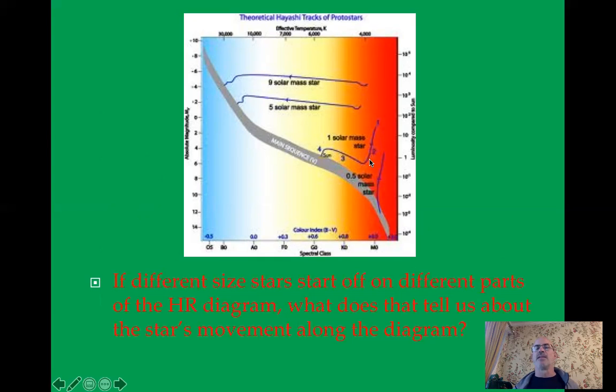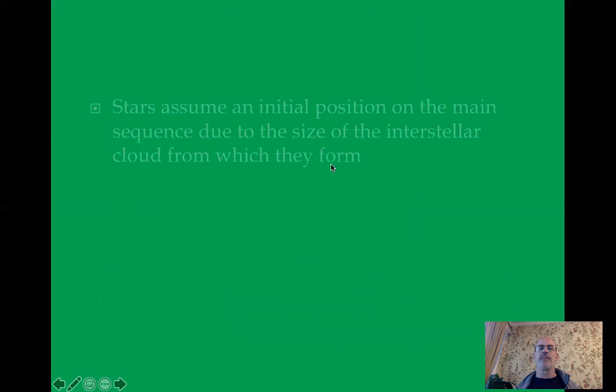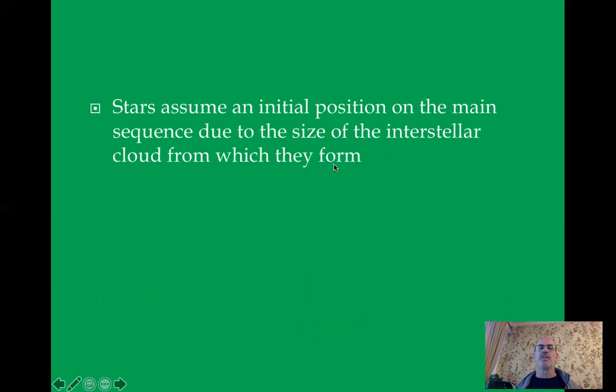Okay. And so where's the sun? It looks like the sun probably started around here and moved along this path and eventually ended up on the main sequence. Okay. Stars assume an initial position on the main sequence due to the size of the interstellar cloud from which they were formed. Okay.